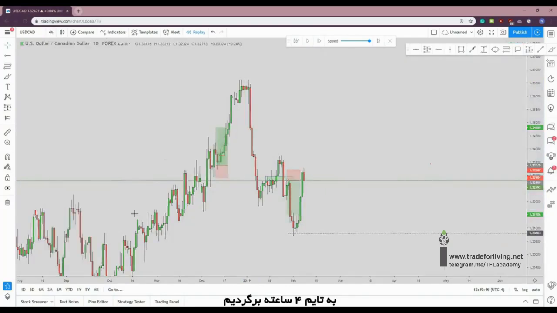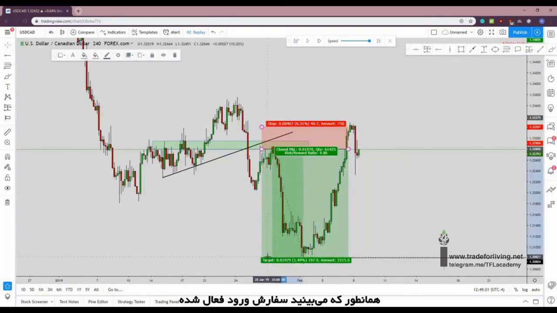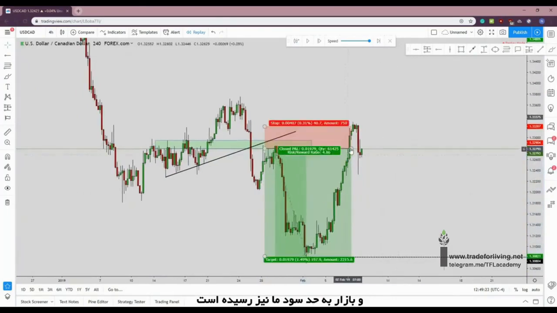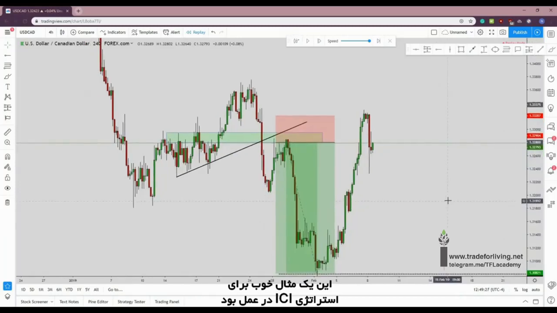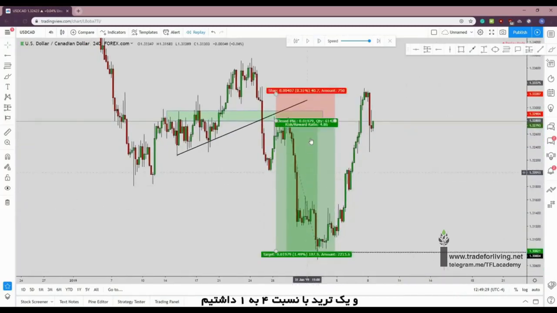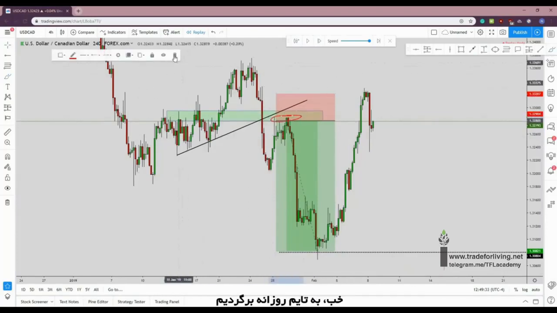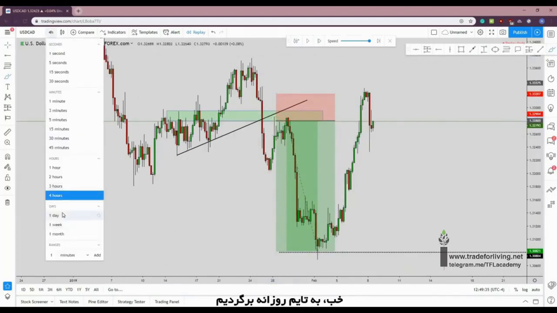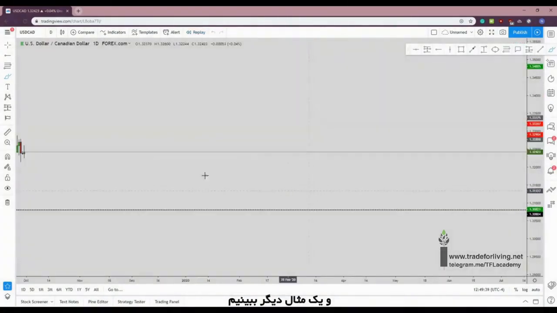Let's go back on the 4 hours, and as you can see, our entry worked perfectly and our take profit hit. This is a perfect example again of the ICI strategy in action. And we have a nice 1 to 4, and you can see how our strong numbers are holding the price perfectly. So let's go back on the daily and let's look for another example.